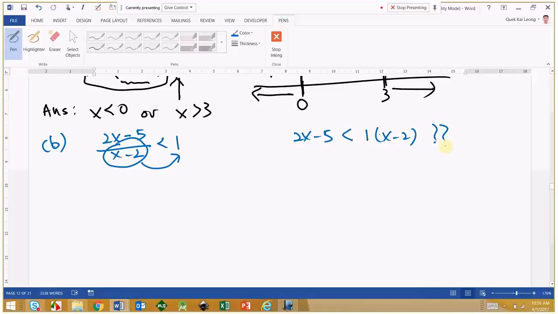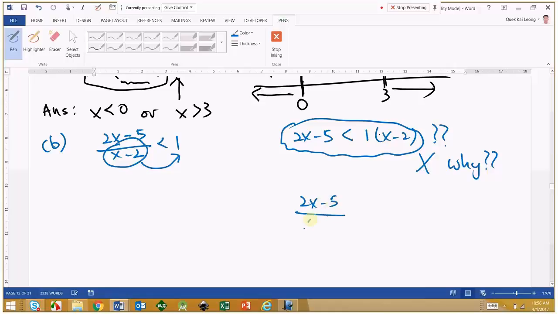Okay, maybe I tell you first. It's wrong. But think, can you tell me why is it wrong? Why is this method of doing it wrong? Anyone want to guess? We did that quite often. When we have an equal sign, 2x minus 5 over x minus 2 equal to 1, we always bring over, and this is correct. When we have an equal sign, this is correct. But when we have inequality, we cannot bring this x minus 2 over just like this.